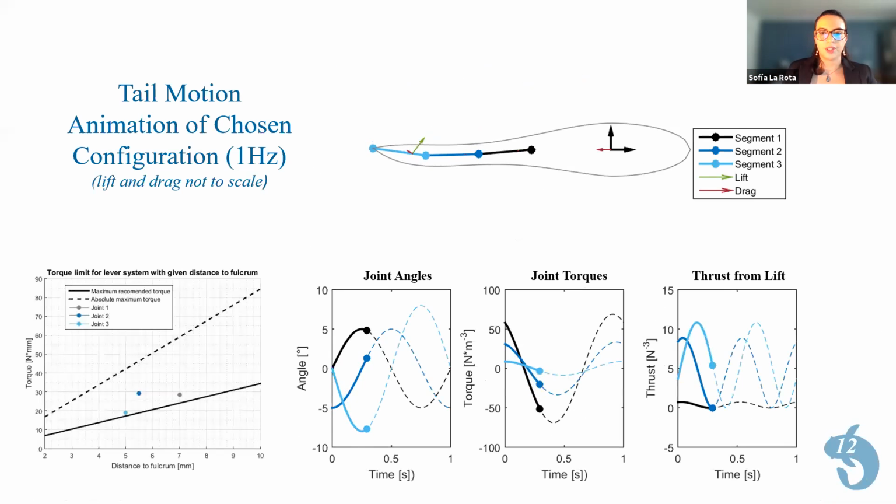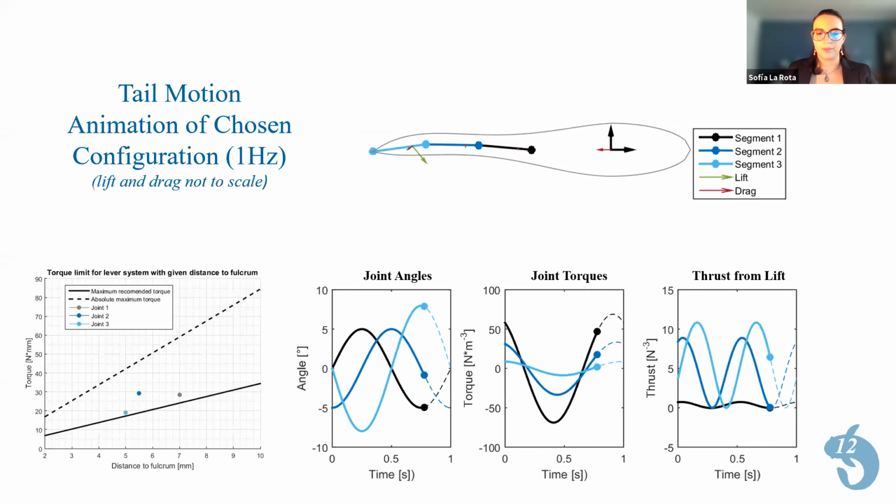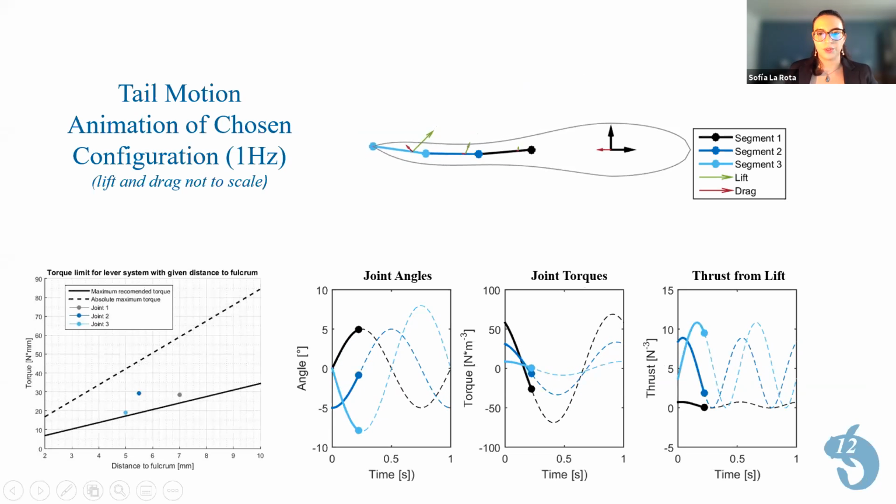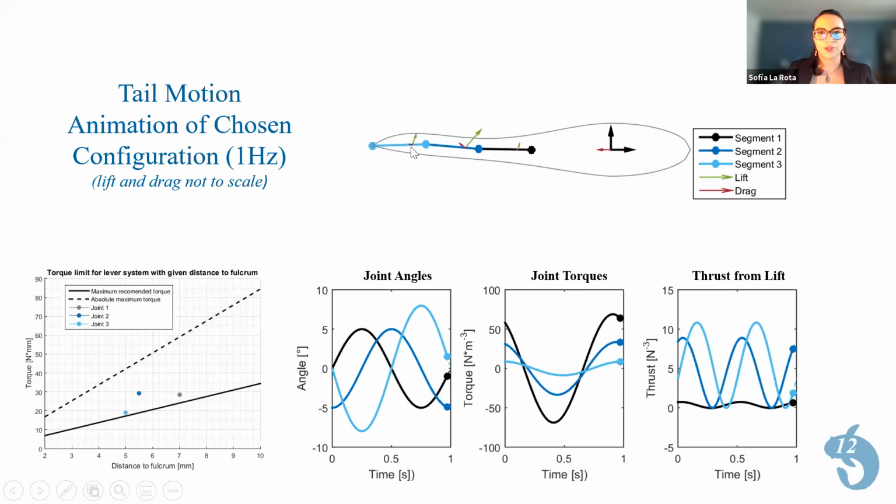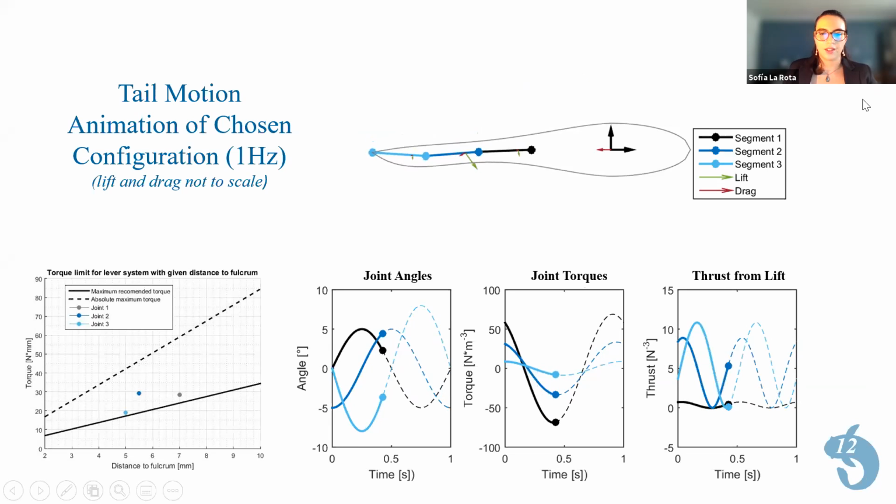Given this, you can see a very brief simulation of the chosen parameters, and a very natural movement was achieved, even though the discretization of the tail was not very big. We only have 3 segments.